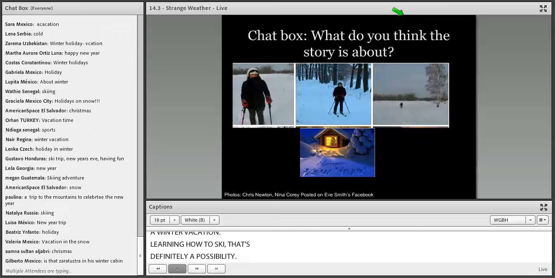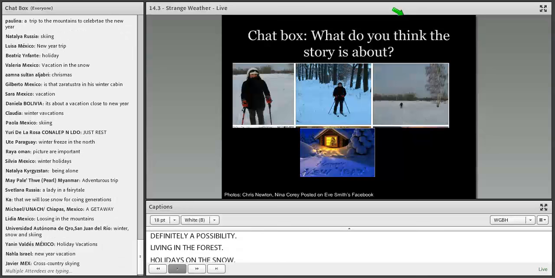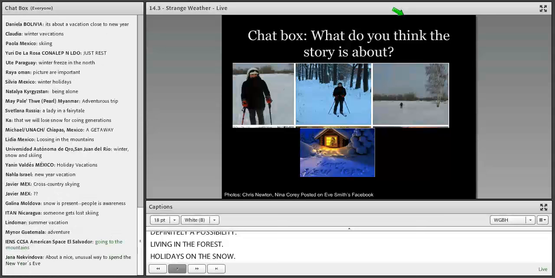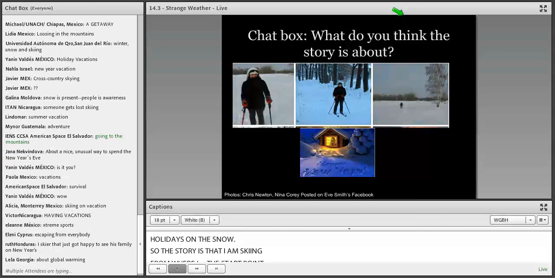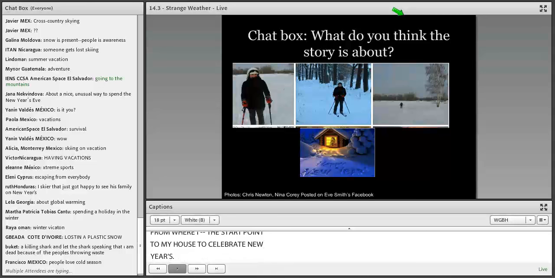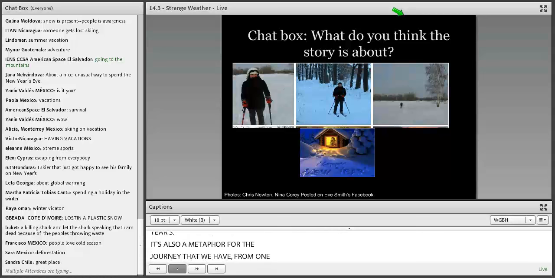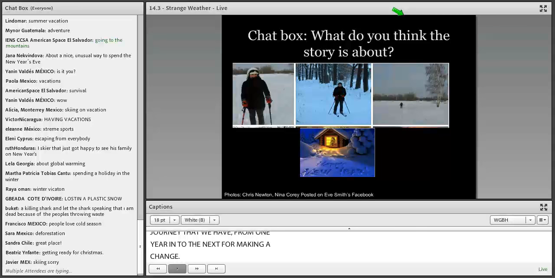So the story is that I am skiing from the start point to my house to celebrate New Year's. It's also a metaphor for the journey that we have, you know, from 1 year into the next. We're making a change. And we are trying to activate ourselves in some way to make that change, right? So that's an example of a photo essay.